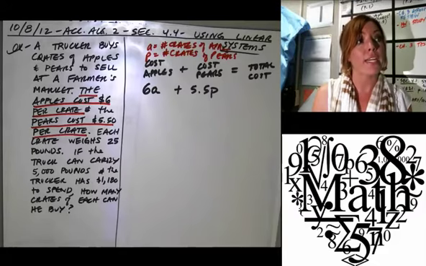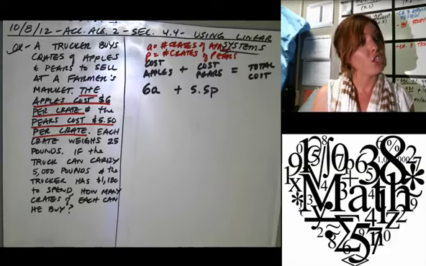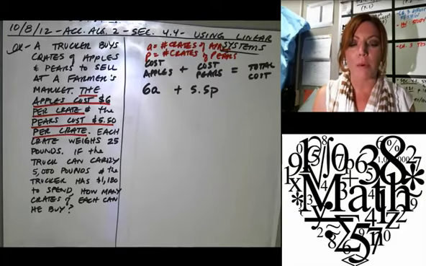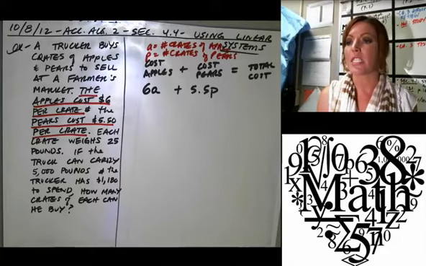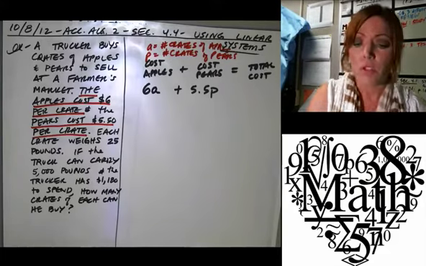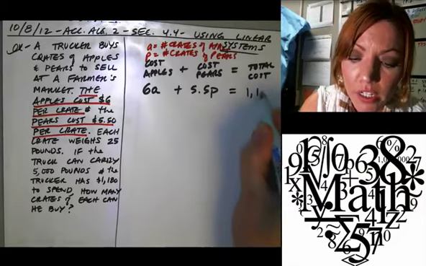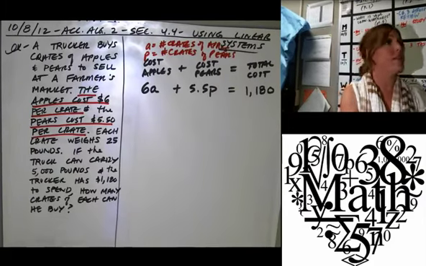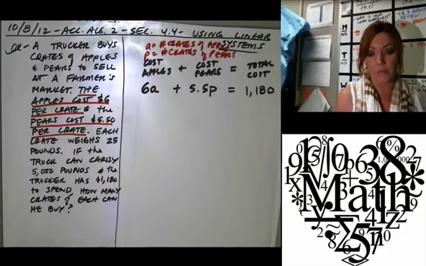Total, yes. We want to find out how much of each. But that's good. Okay. Nicely done. All right, what does it say about the total amount of money that this trucker can spend? Good, equals $1,180. Okay, so we know that with a system of equations, there has to be more than one equation for it to be a system.